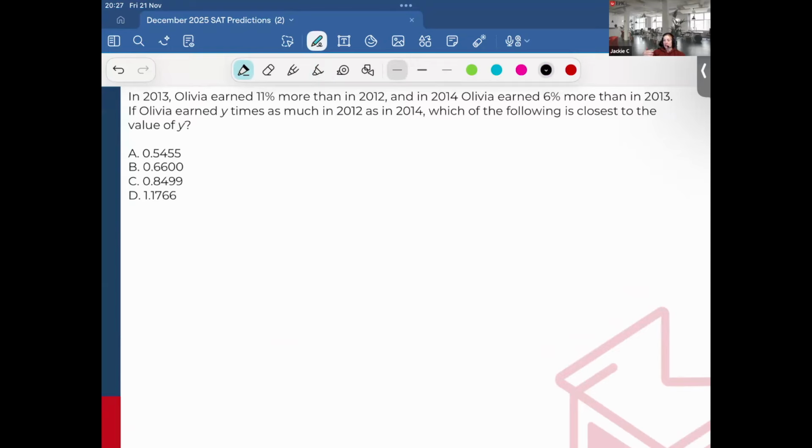For this, we can solve algebraically, but it would also be simple enough just to use units of 100. So we're going to say in 2012, her starting value is 100. So in 2013, she earned 11% more than 2012. So that would be 11% more. We would do 1 plus 11%, or 1.11, which is going to be equal to 111.